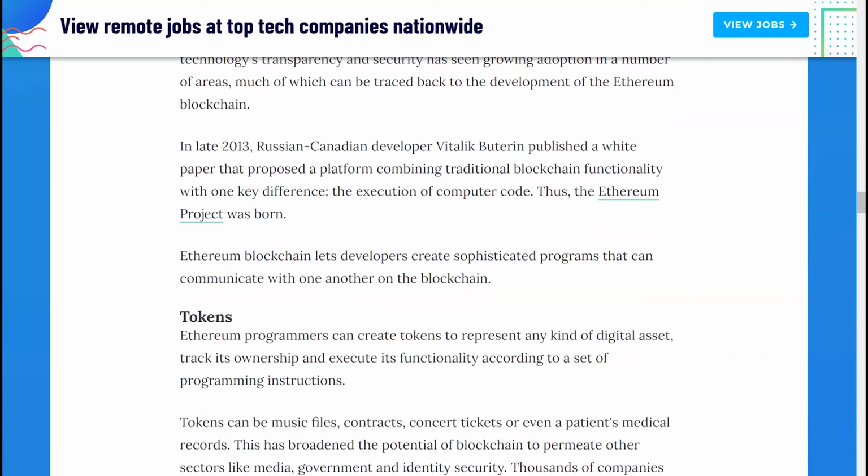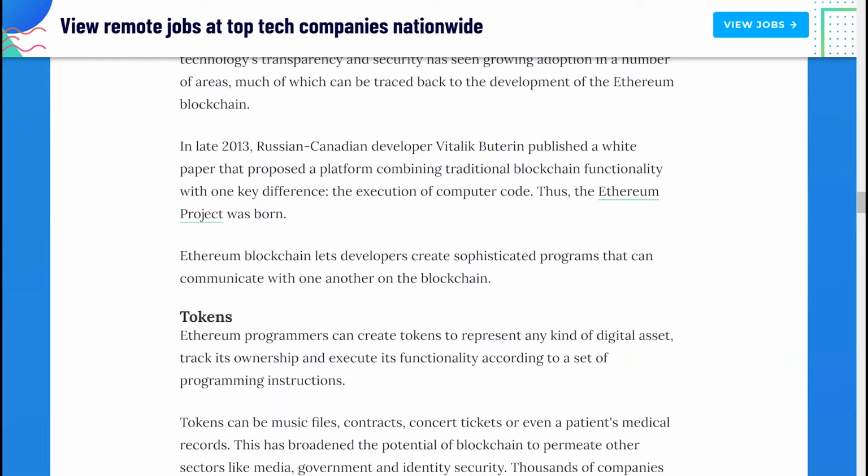In late 2013, Russian-Canadian developer Vitalik Buterin, I'm so sorry for butchering your name, Buterin, but my bad. I'm an American. I'm doing my best.